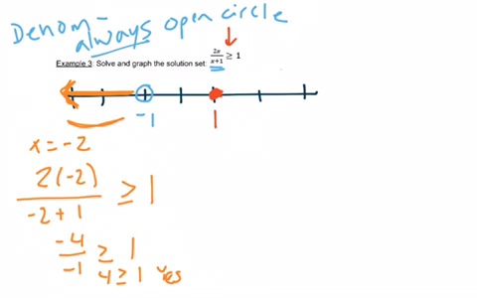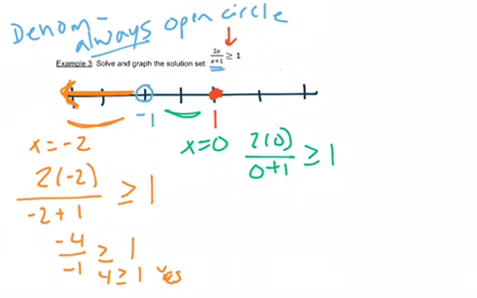So the next thing I'll do is choose something in here, and let's say maybe 0, because 0 is nice to work with. So I'd have 2 times 0 over 0 plus 1. That gives me 0 over 1, which is just 0. And 0 is not bigger than 1, so I'd leave that part blank.